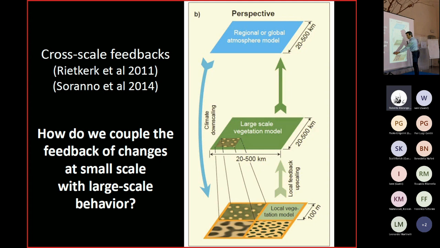People can downscale the climate information, but what has not been done yet is how you upscale the instabilities, the bifurcations, the change in behavior of the small-scale ecosystem. Can you build large-scale vegetation models that are sort of effective mean field models derived from that? Nobody has done that yet. Okay.